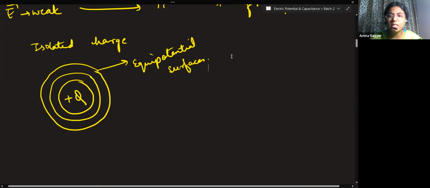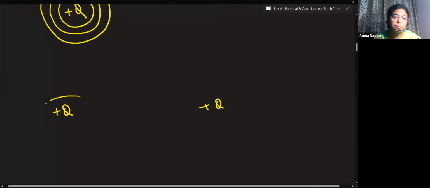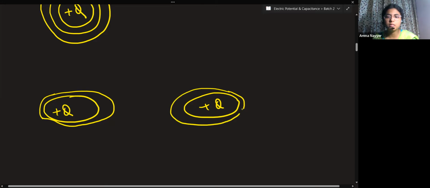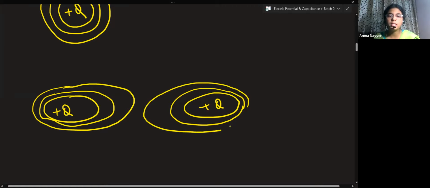Now see, this is a single charge. What if I take 2 charges, plus Q and plus Q? Will these charges repel each other or attract each other? They repel each other. So if these are equipotential surfaces, they will be nearer where the charge is not present, and far away at this point. Nearer here, these should not coincide. Just draw it properly. And far away from here because of repulsion. This is close, here it gets far apart. Here it is close, here it gets far apart.